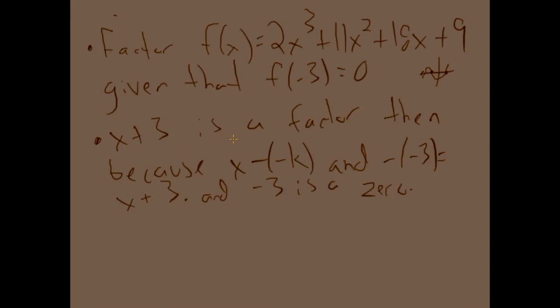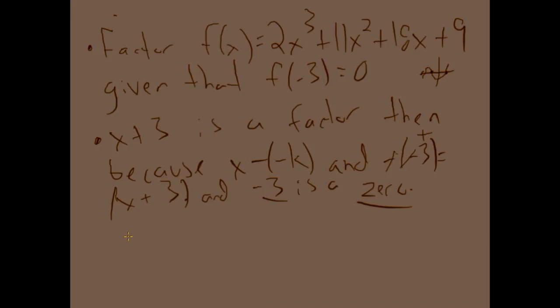Now, x plus 3 is a factor then. What I mean by factor is you can take an x plus 3 out of all of this, and it'll come out to whole numbers. And that is because x minus negative k is a factor, right? And negative 3 turns this to positive, so x plus 3 is a factor, and negative 3 is a zero. And this will make more sense after we go through the synthetic division of all of this.